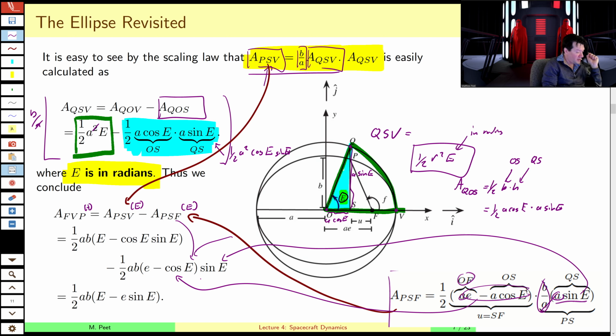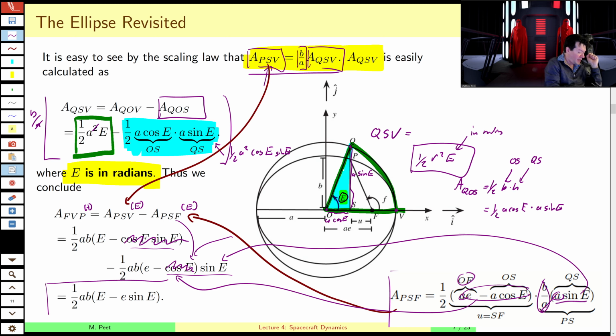Now, fortunately, we've got this nice cancellation which occurs here. Cosine E sine E and cosine E sine E cancel each other out, so we can just cross off those two terms. And what we're left with is 1/2 AB, E comes straight down, and then the 1/2 AB is common, minus E times sine E.